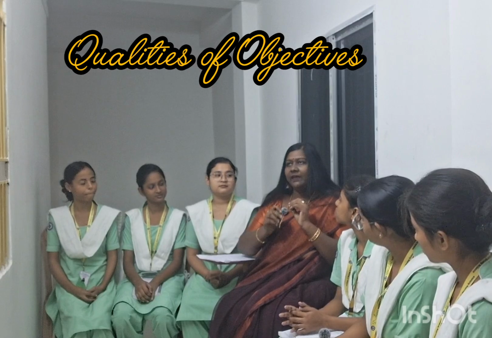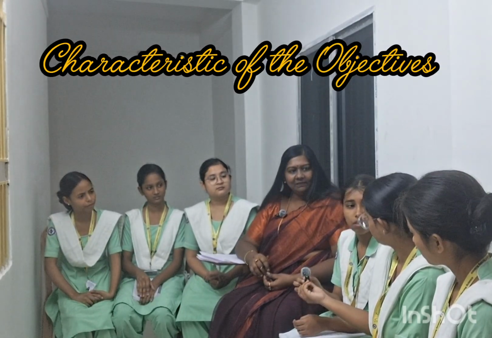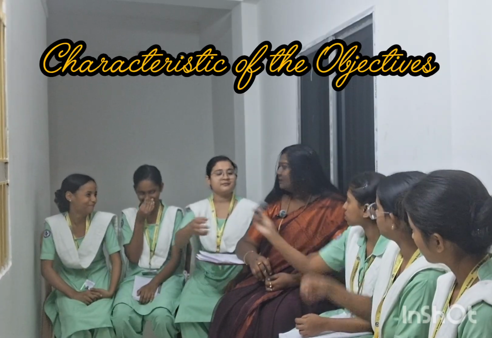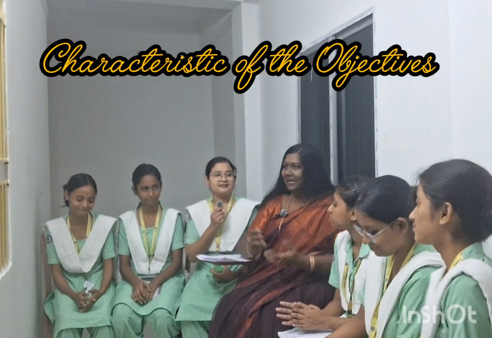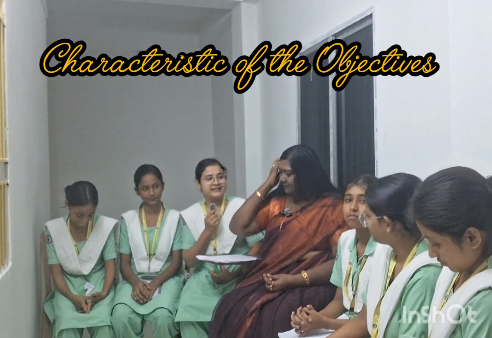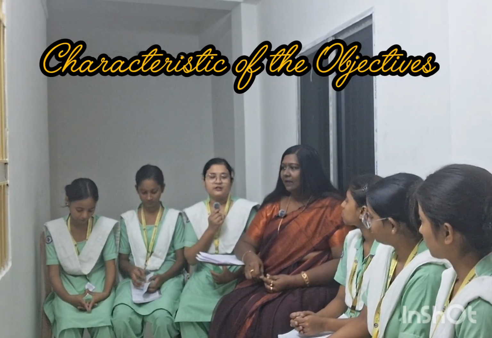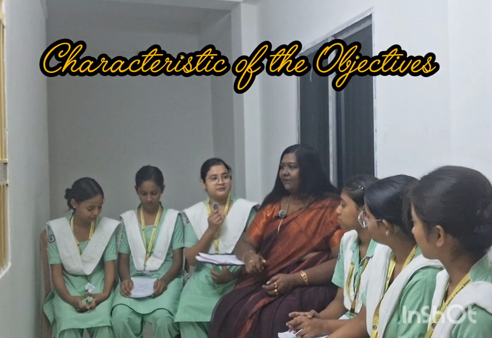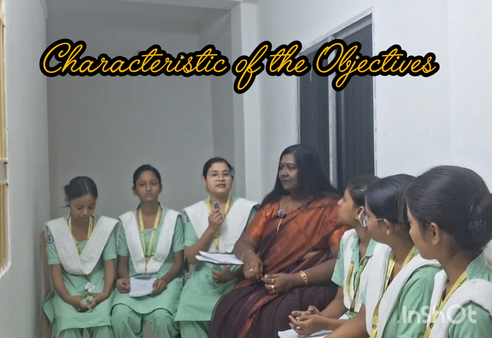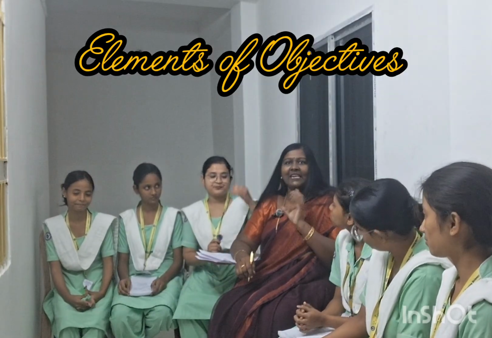Are there any characteristics or qualities of objectives? You can say A, B, C, D characteristics. Yes, ma'am, four elements are there. Elements of the curriculum are also characteristics. Activity, content, condition, and criteria. And we also say A, B, C, D: A for audience, B for behavior, C for condition, and D for degree or criteria.